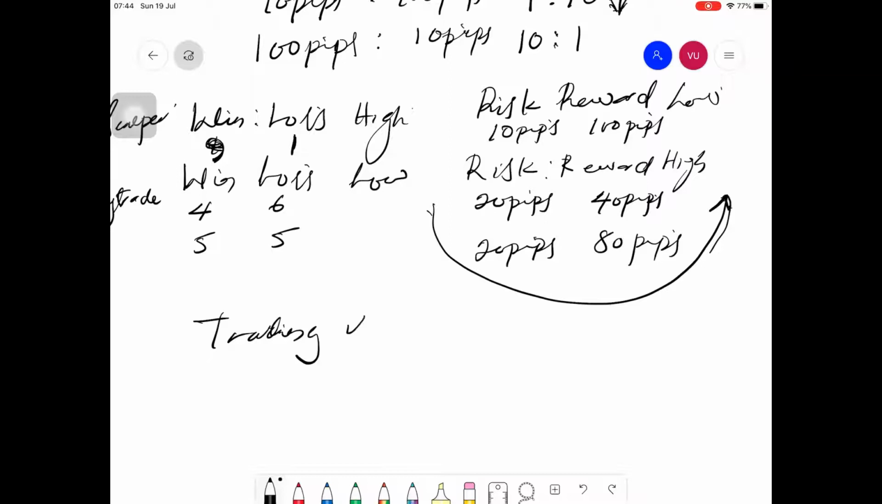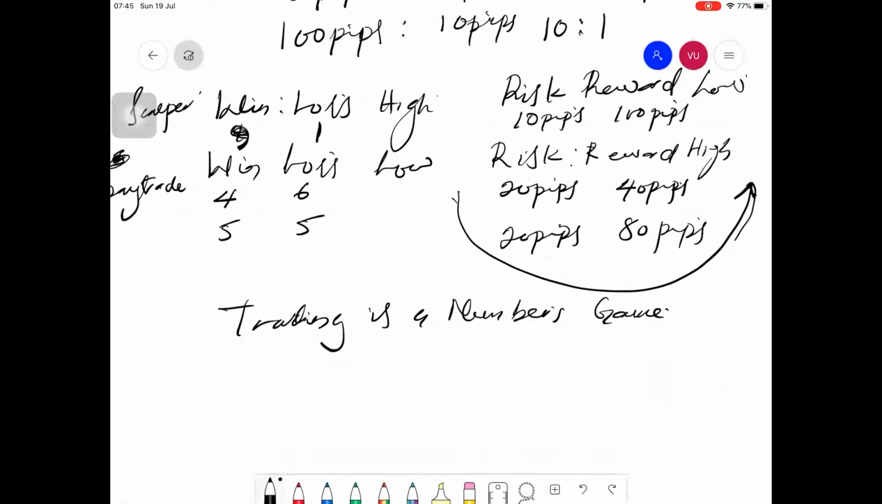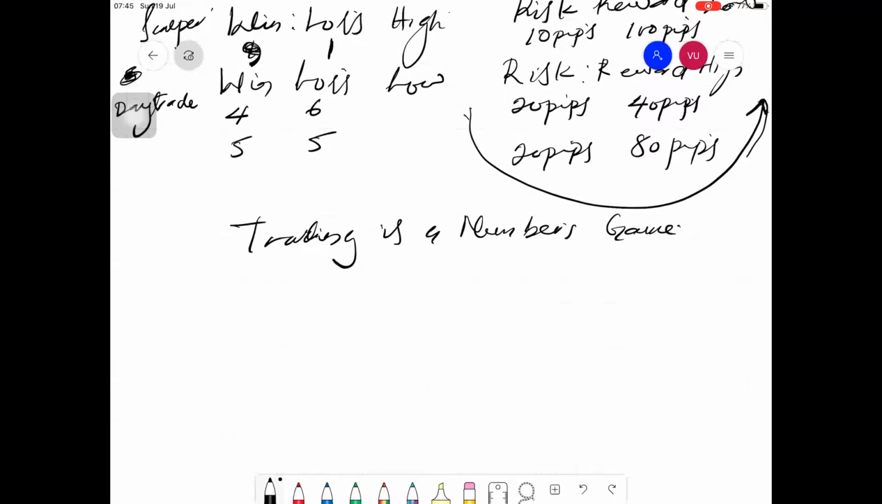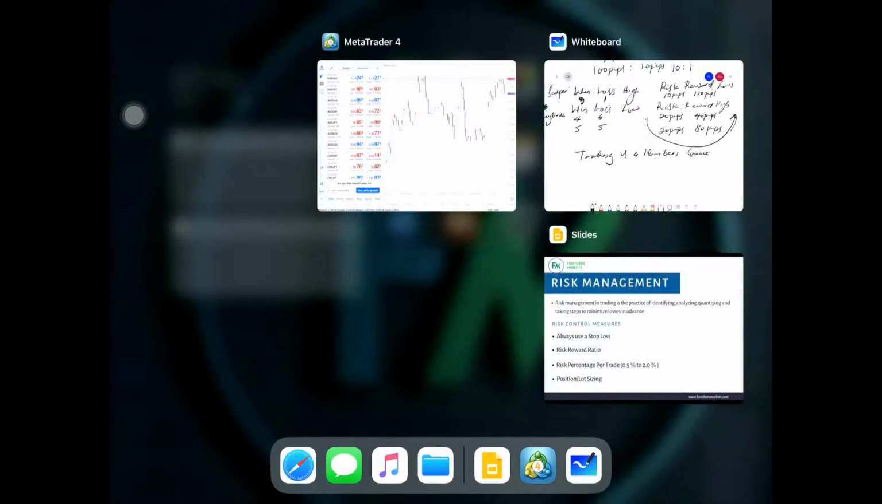Okay, trading is a numbers game. That is why I'm teaching you how to do this calculation, so that you can see your edge at the end of 3 months, 6 months, 1 month. You can comfortably tell yourself that I have a profitable trading strategy, or I'm ready to go live, or I don't have a profitable trading strategy, I need to go back to the drawing board. All of that information you will get from knowing your numbers.